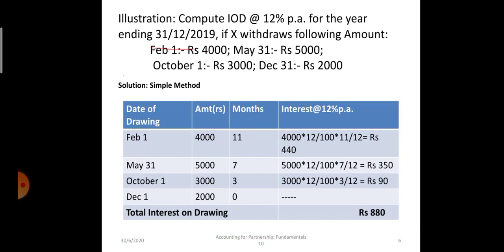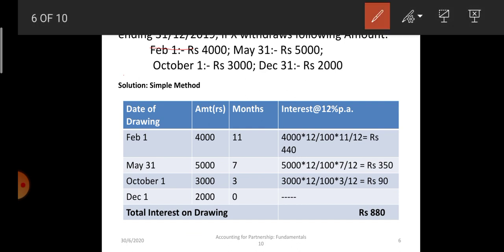Simple method. The table is here. The date of drawing 1st Feb, amount is 4,000 rupees. From 1st Feb to 31st December it is 11 months. So 4,000 multiplied by 12% into 11 upon 12, it will be 440 rupees. Next drawing is on 31st May, 5,000 rupees. Counting from 31st May, you will be counting from June; 31st May will not be included. So June, July, August, September, October, November, December, 7 months. So 5,000 multiplied by 12 upon 100 into 7 upon 12, it is 350 rupees.